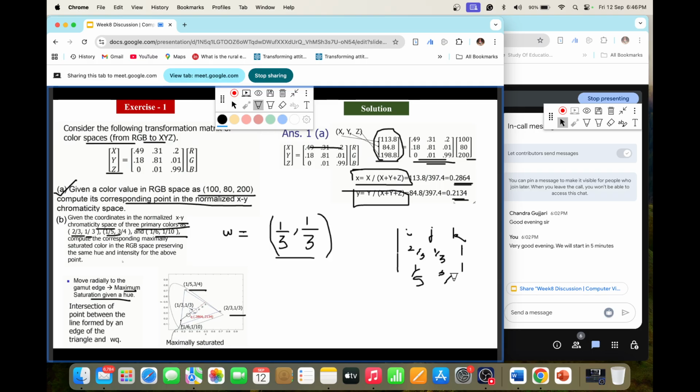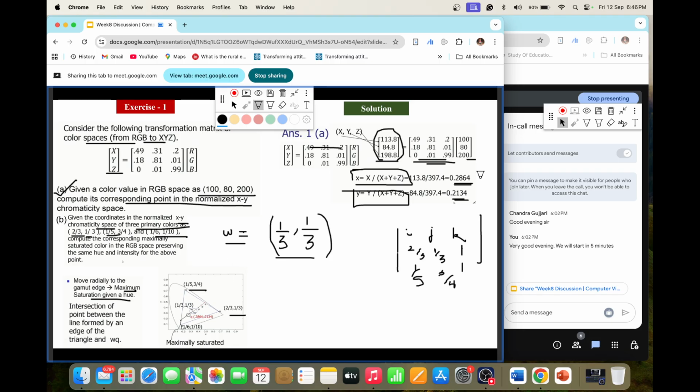So by that we can get the equation of the RG line. Similarly, we can calculate the equation of the GB line and the RB line. Once we have all the equations of the lines, the next thing is we will intersect them with this WQ line.